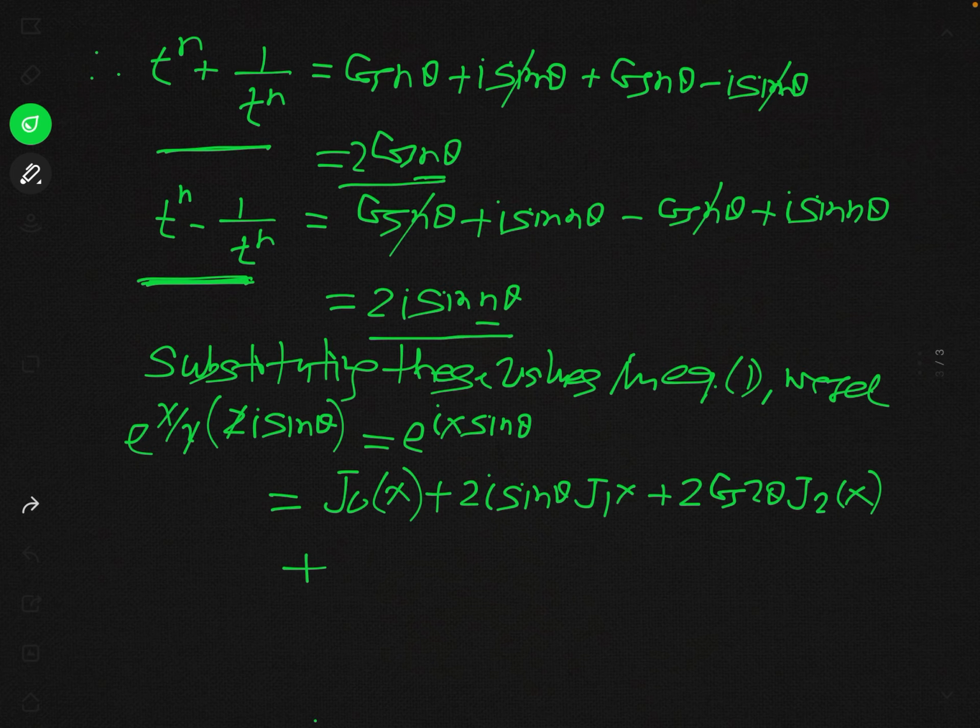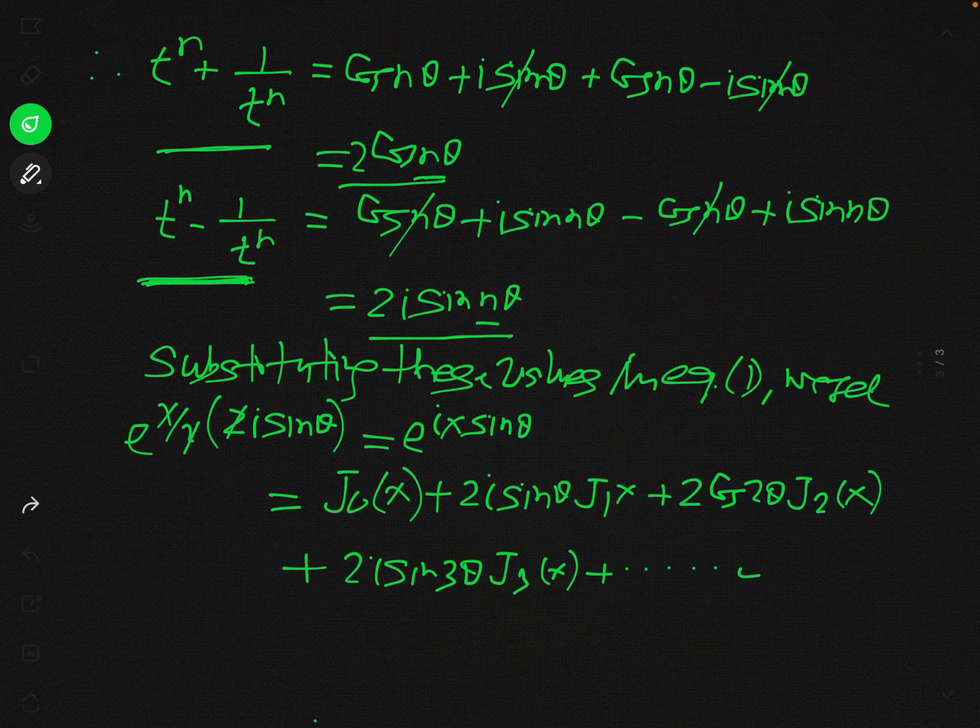So you can see this will be plus 2i sine 3 theta J3 of x, and plus so on. In this way we can write any term in this series. Now you can see this e raised to the power ix sine theta is equal to this much.